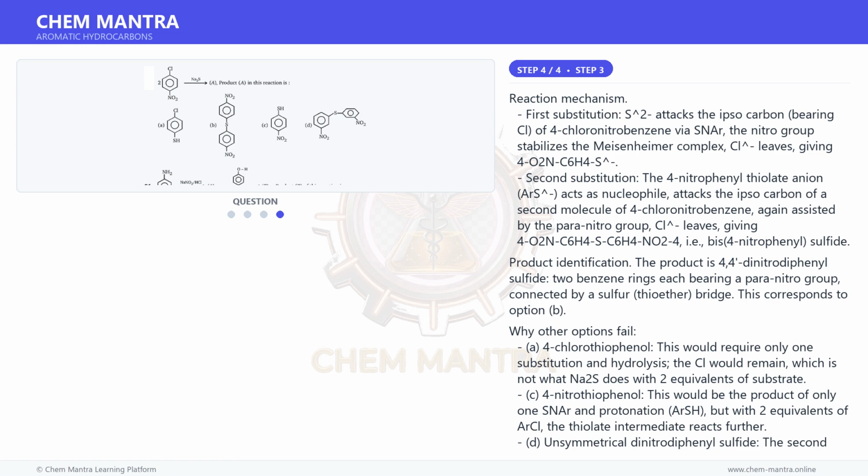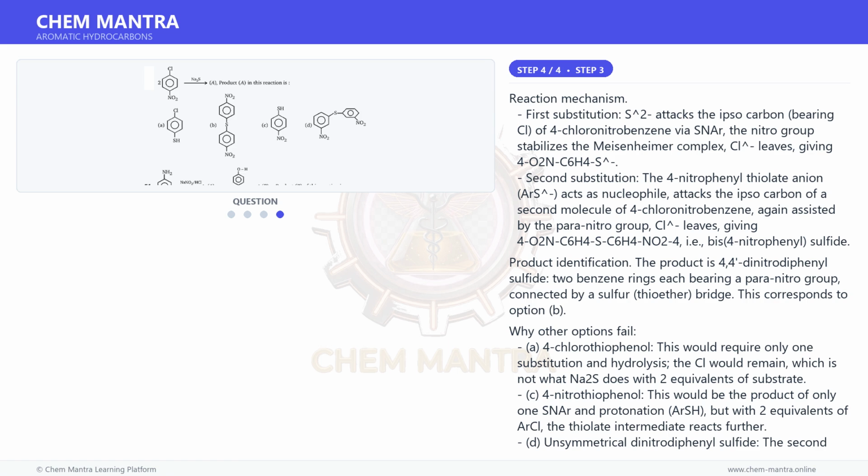Product identification. The product is 4,4'-dinitrodiphenyl sulfide, two benzene rings each bearing a para-nitro group, connected by a sulfur, thioether, bridge. This corresponds to option B.